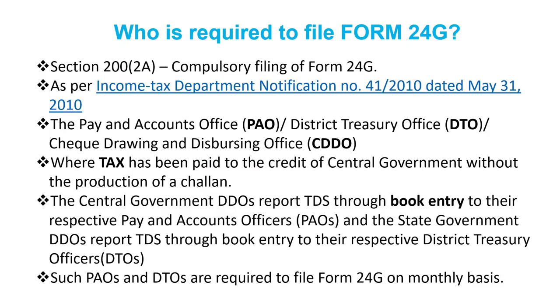So who is required to file Form 24G? Section 200 subclause 2A and as per Income Tax Department notification number 41/2010 dated May 31st 2010, every Pay and Accounts Office or District Treasury Office or Cheque Drawing and Disbursing Office where tax has been paid to the central government without production of challan, that is through book entry, then such PAO or DTO are required to file Form 24G on a monthly basis.